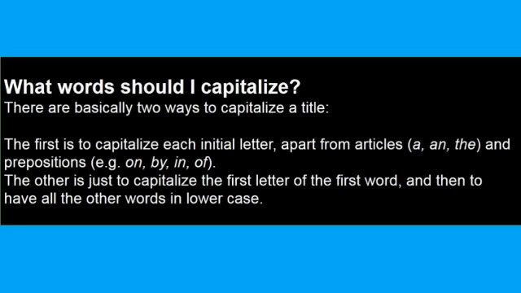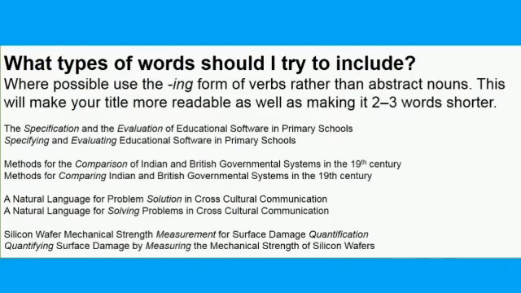There are basically two ways to capitalize a title. The first is to capitalize each initial letter apart from articles like a, and, the, and prepositions like on, by, in, of. The other is to capitalize the first letter of the first word and then to have all the other words in lowercase. What types of words should I try to include?